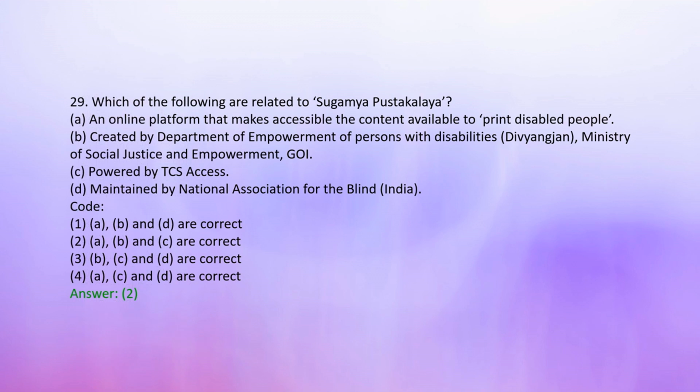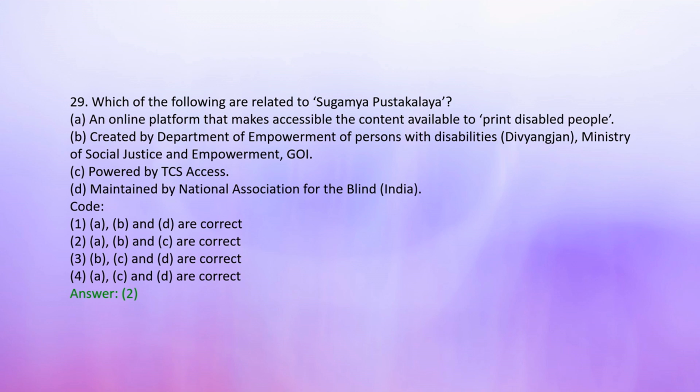Number 29. Which of the following are related to Sugamya Pustakalaya? Option A: an online platform that makes accessible the content available to print disabled people. B: created by Department of Empowerment of Persons with Disabilities, Ministry of Social Justice and Empowerment, GOI. C: powered by TCS Access, and D: maintained by National Association for the Blind, India.